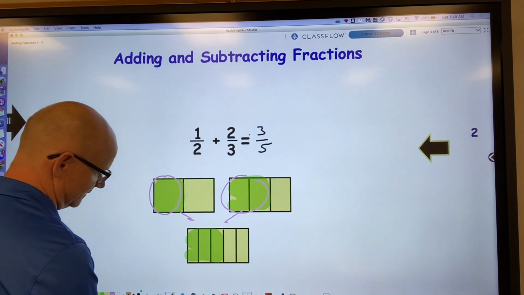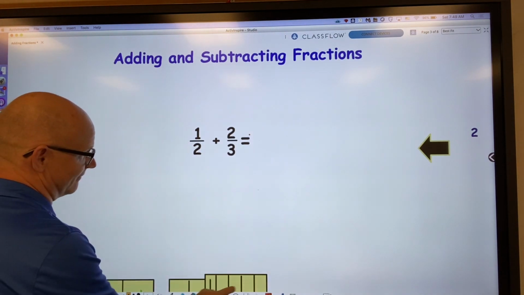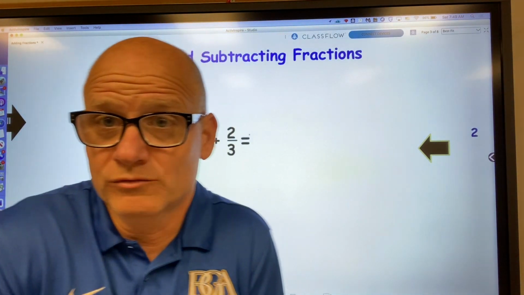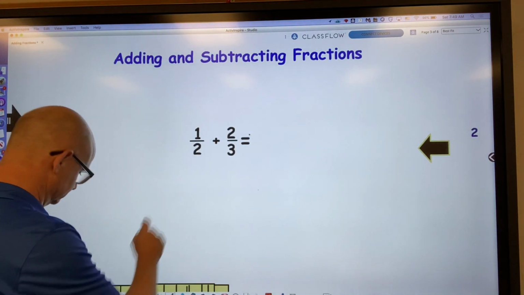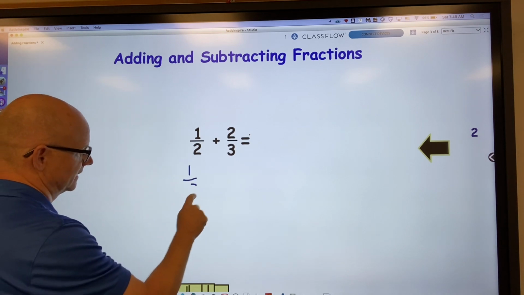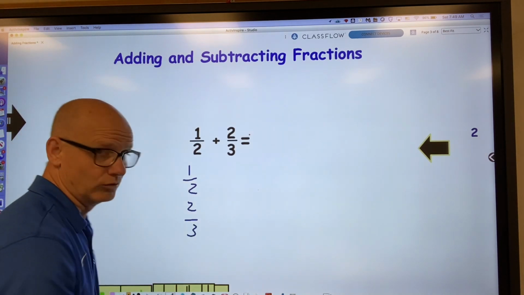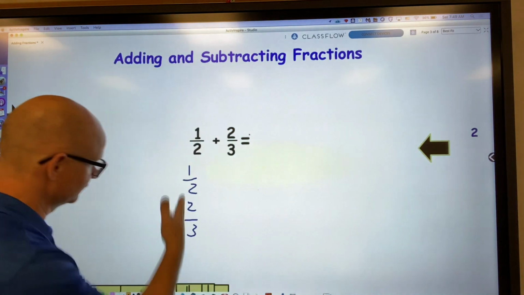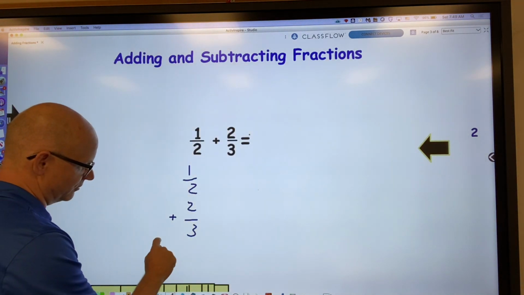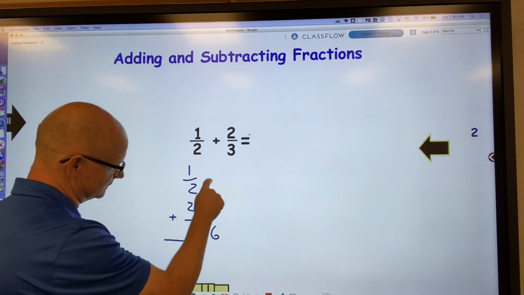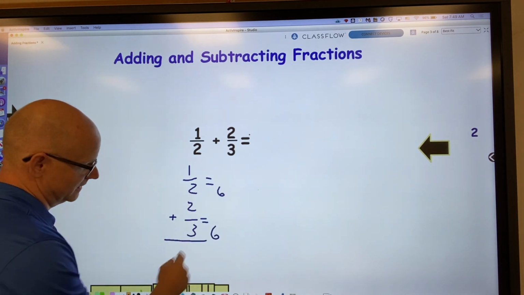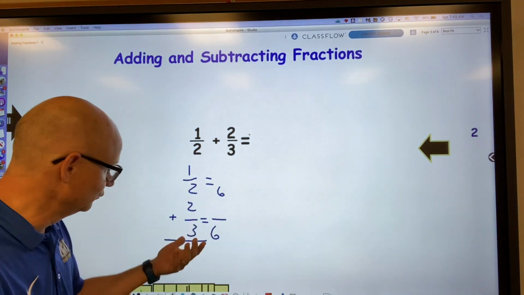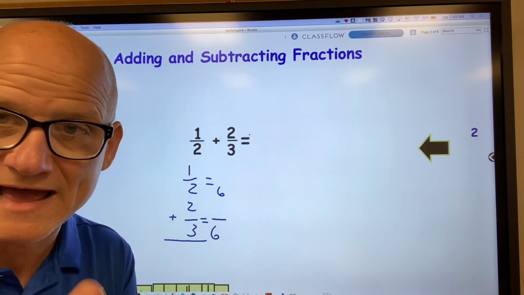So if I give you a problem that looks like this, a half plus 2/3, you ask, what can a half and thirds both go into? I like to write it vertically. A half and a third both have a common unit such as 6s. Now you're just doing equivalent fractions. You're converting the 2/3 into 6s, and the 1/2 into 6s.